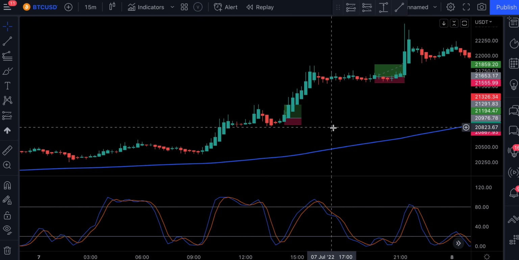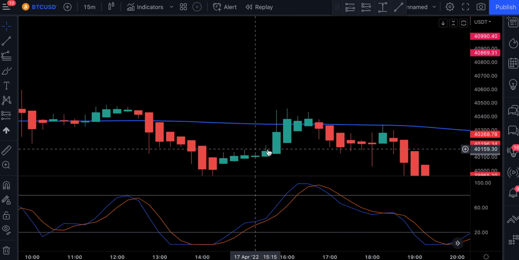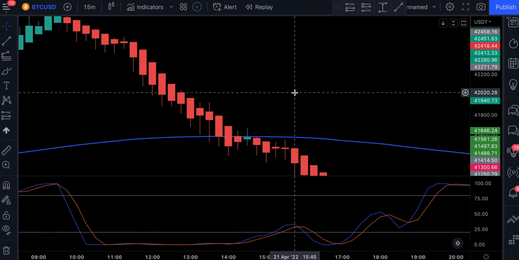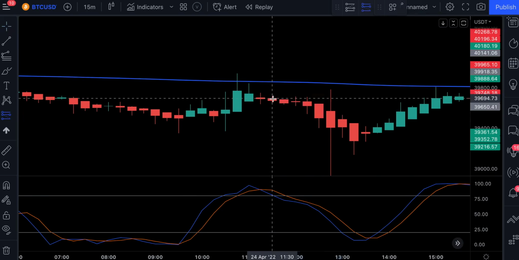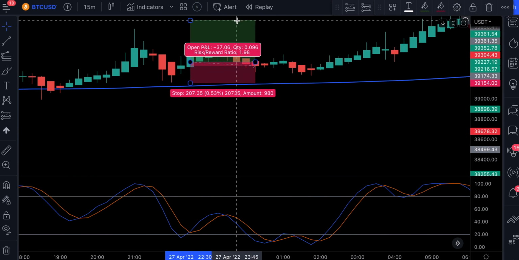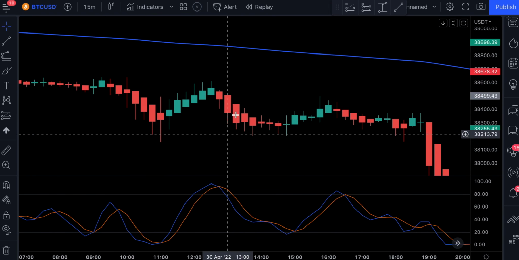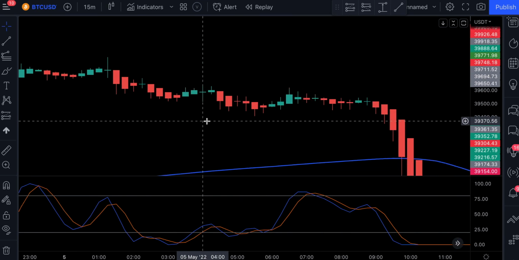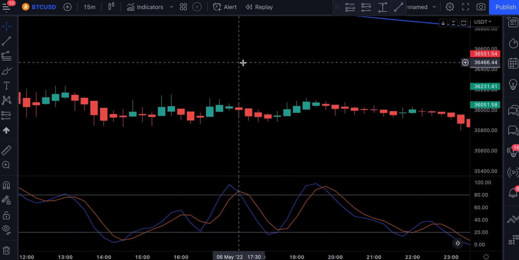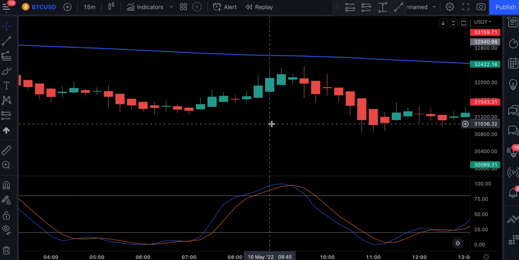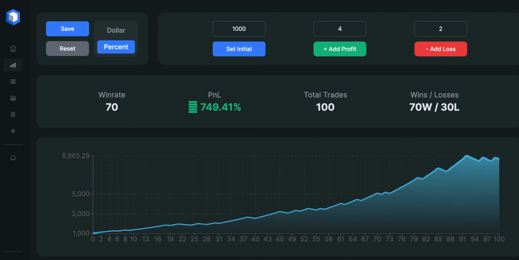Okay traders, I hope you have understood the rules for this strategy, so now let's do our backtesting and see how well it performs in different market conditions. Alright, the backtesting is finished and here are the results.